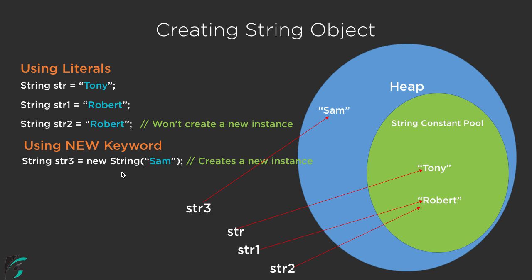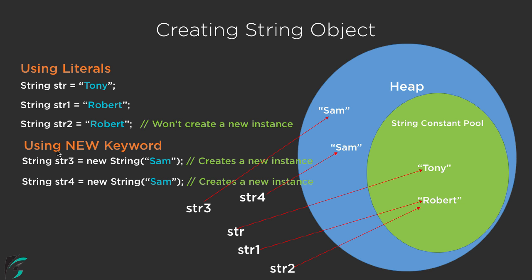Proceeding forward, we have str4 = new String("Sam"). This time, if you create a new string object using the new keyword, the Java virtual machine will simply create a new instance of string that has the value of Sam and put it inside the heap memory. And again it will have str4 as the reference variable pointing to this Sam string object.